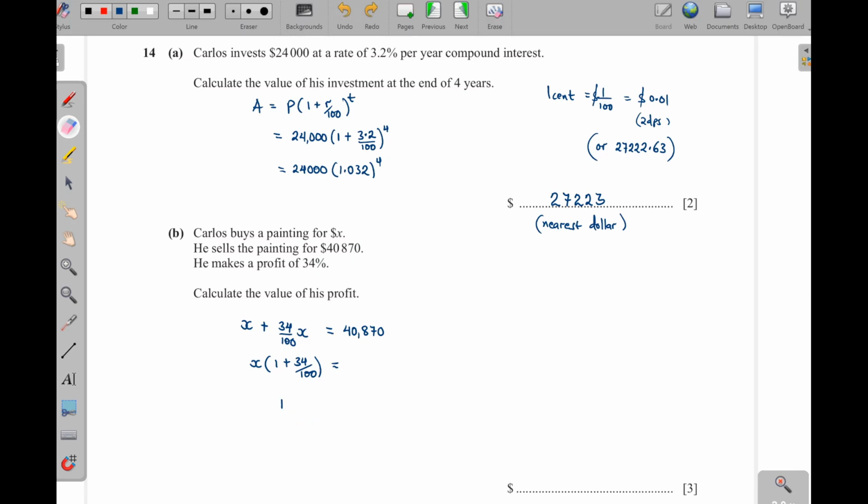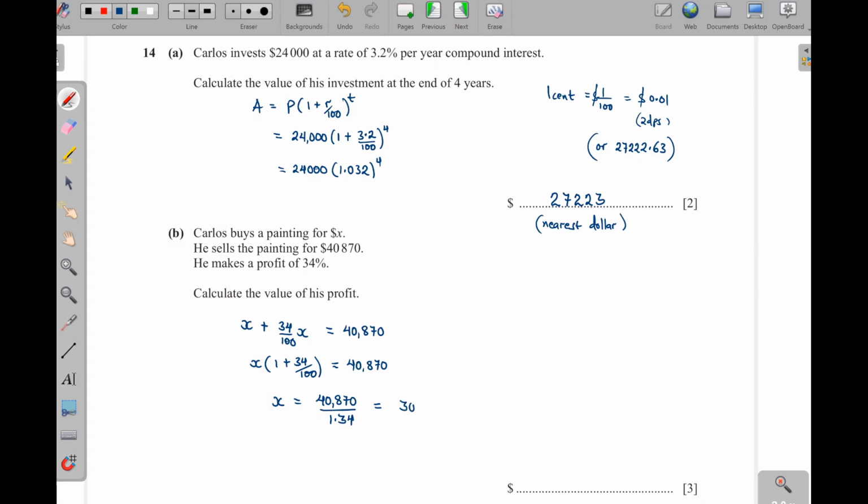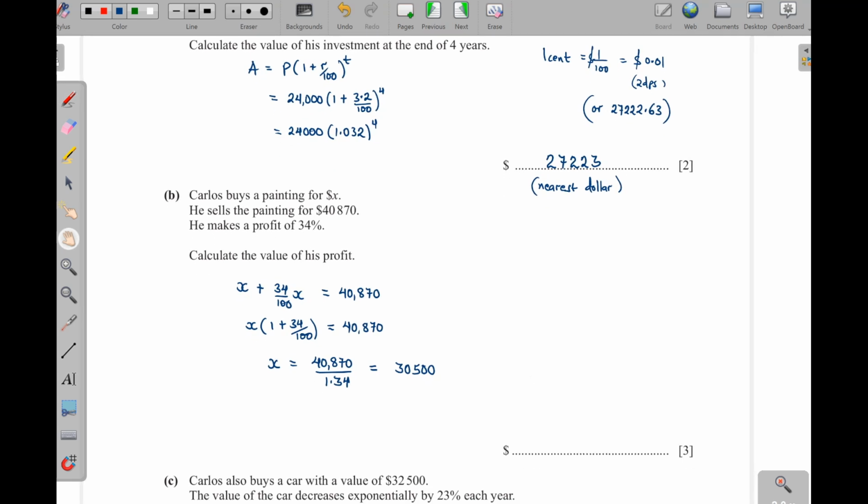Now let's go and then we get this x here. So this one is equal to 40,870. So our x here is going to be equal to 40,870, but we divide by, this is the same as 1.34, okay? 1.34. Then what do we get here? First of all, 40,870, then divide by 1.34. That one gives us 30,500. Okay, then after that, we need to calculate the value of the profit.